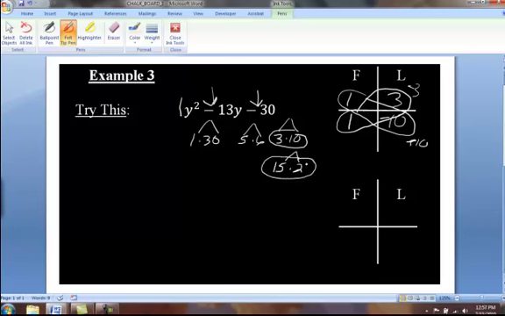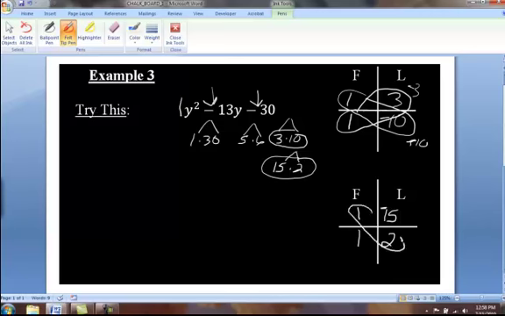Let's try 15 times 2. We'll do that one down here. So we're going to have 1 times 1, which gives me 1y squared. And then we're going to try 15 times 2. It doesn't matter whether you put 15 on top or bottom. Just have the numbers 15 and 2. And we have to get a negative 30, so one of them has to be negative. But because our answer is supposed to be negative 13, I'm going to make the larger number negative.